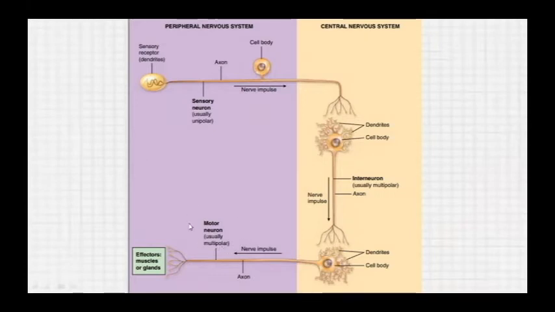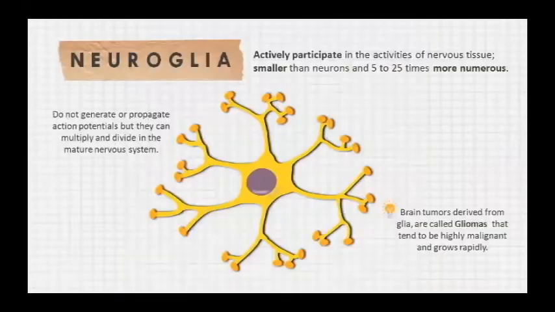So now we are finished with the neurons, and we will now proceed to the other type of nerve cell, which is the neuroglia or glial cells. So, this neuroglia actively participates in the activities of nervous tissue. They are smaller than neurons and about 5 to 25 times more numerous. The main difference is that they do not generate or propagate action potentials, but they can multiply and divide in the mature nervous system.